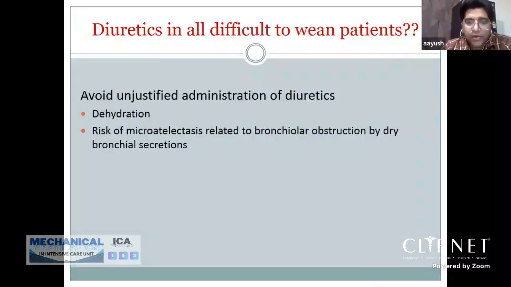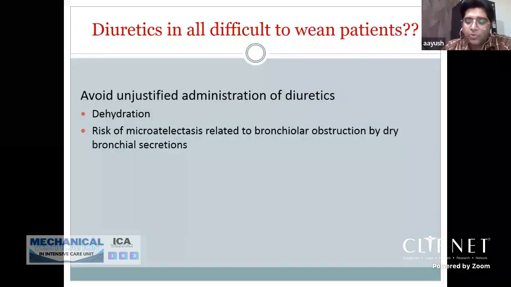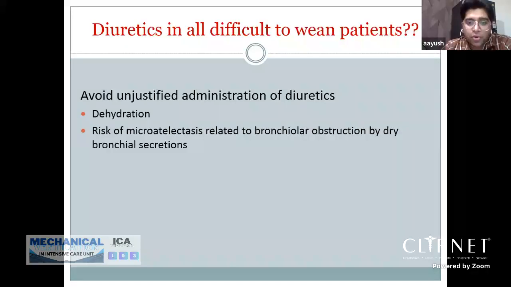But should we use diuretics to wean all the difficult to wean patients? We have to be careful because unjustified use of diuretics can cause dehydration, hypovolemia, metabolic alkalosis, and also there's the risk of macroatelectasis related to bronchial obstruction by the dry bronchial secretions. So diuretics are the mainstay to treat difficult to wean patients predisposed to weaning-induced pulmonary edema, but use diuretics with caution and guide them with BNP levels.